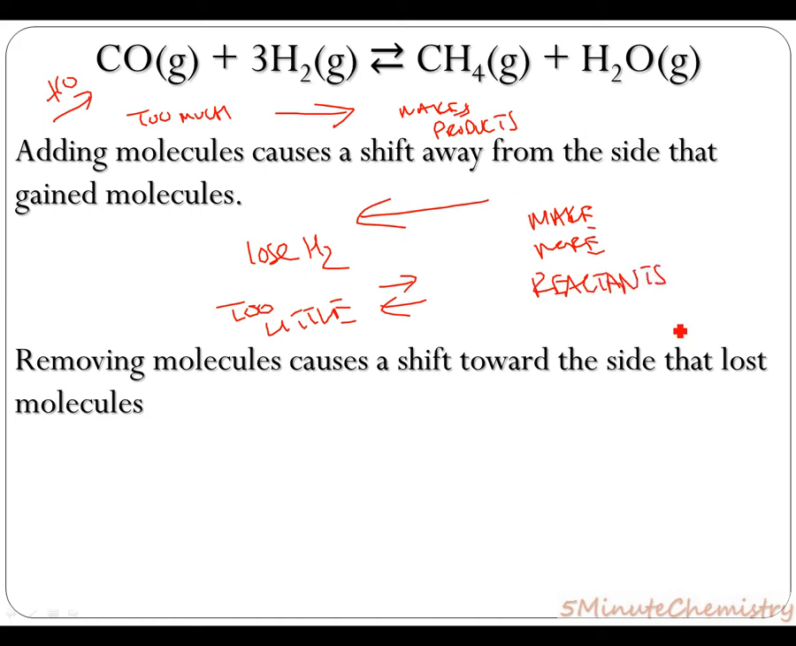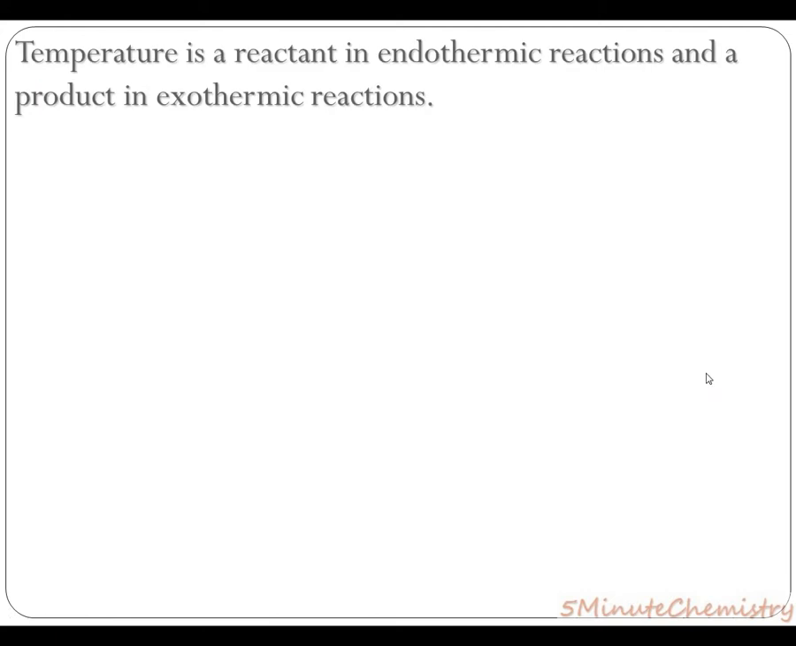So that's the general idea here. Wherever the change is, consider if I have too much on one side, it shifts away. If I have too little on one side, it shifts towards. Just consider it in those terms. Now temperature is a reactant for endothermic reactions. It's a product in exothermic. Okay, so endothermic on the left, exothermic, it'll be on the right.